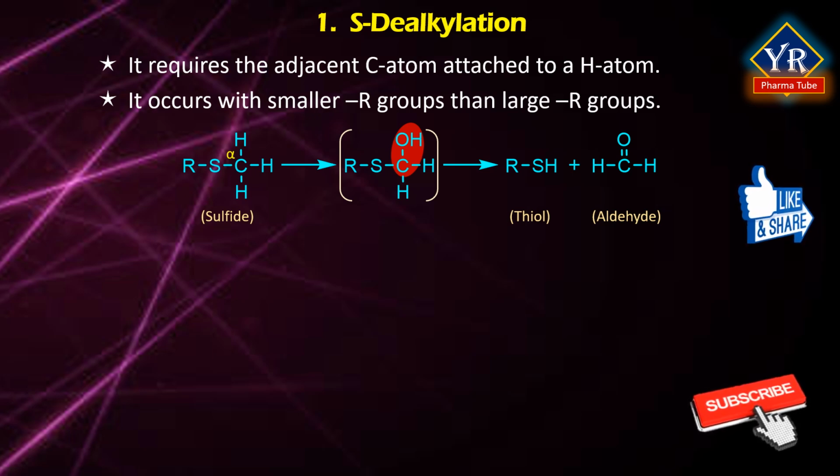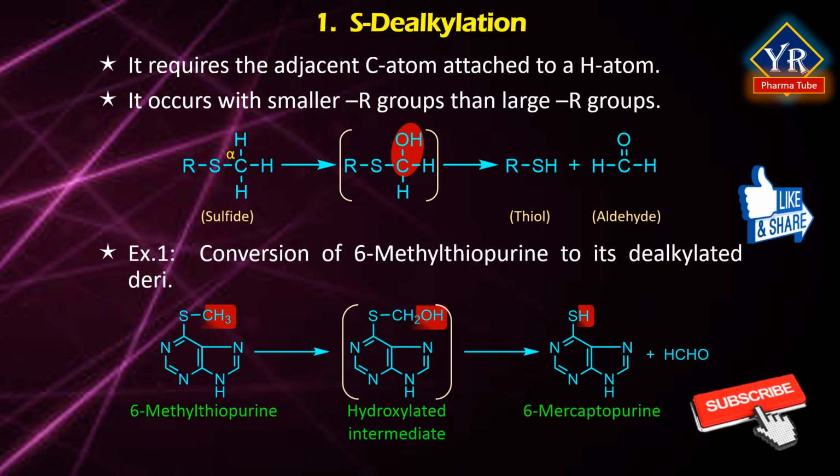For example, in rats, 6-methylthiopurine undergoes oxidative demethylation to form 6-mercaptopurine and formaldehyde. In this reaction, the alkyl group, that is the methyl group present at the C6 position in the 6-methylthiopurine, is removed via an unstable intermediate, that is an alcohol derivative, to form the 6-mercaptopurine.